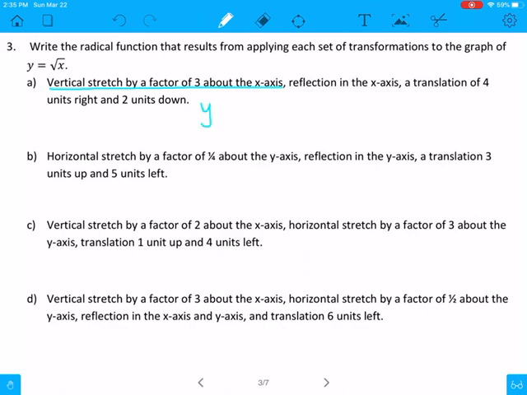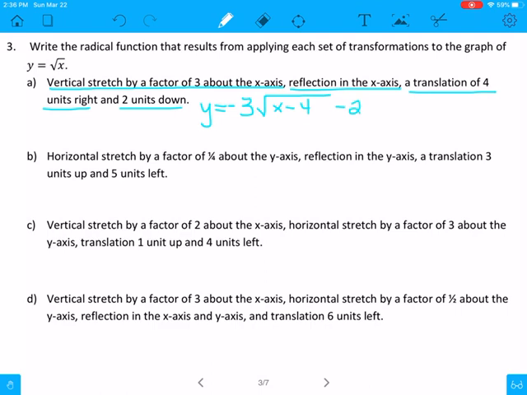So we have a vertical stretch by a factor of 3 about the x-axis. So I am going to get a 3 in front of my root. Okay, I have a reflection in the x-axis, so that affects my y's. So I have a negative 3. I have a translation 4 units right, so I'm going to have x minus 4, because it's the opposite, and 2 down, minus 2.